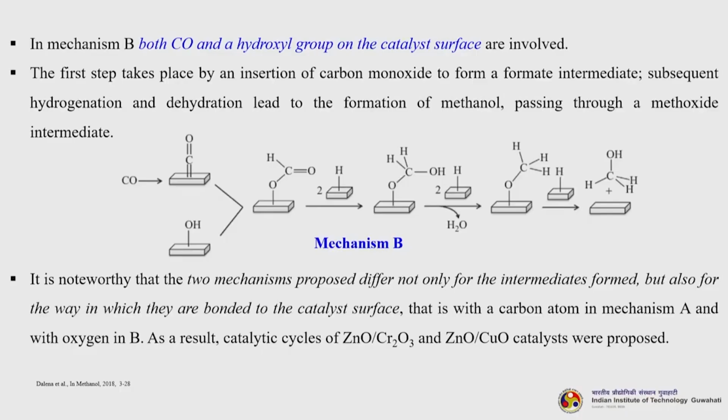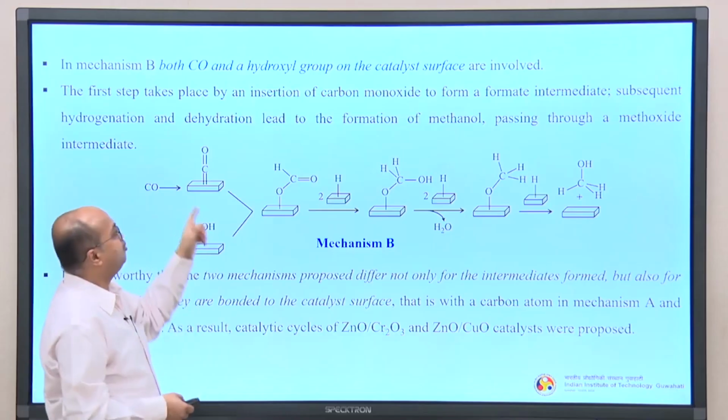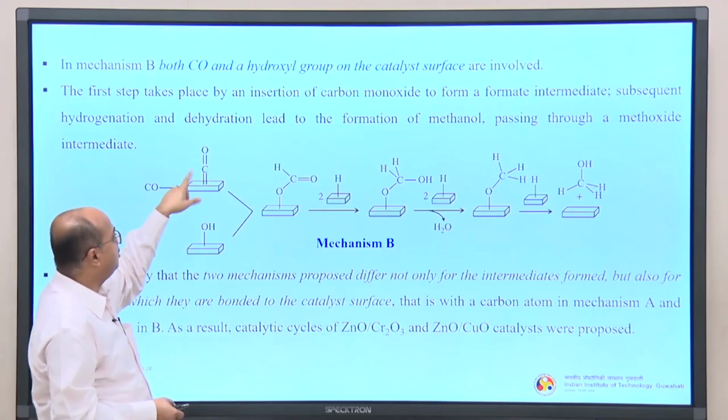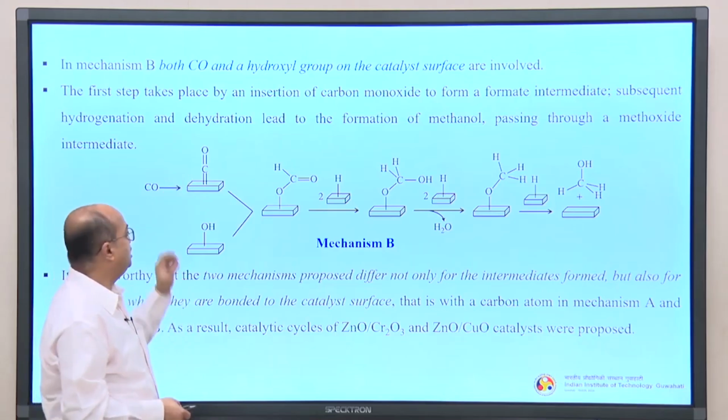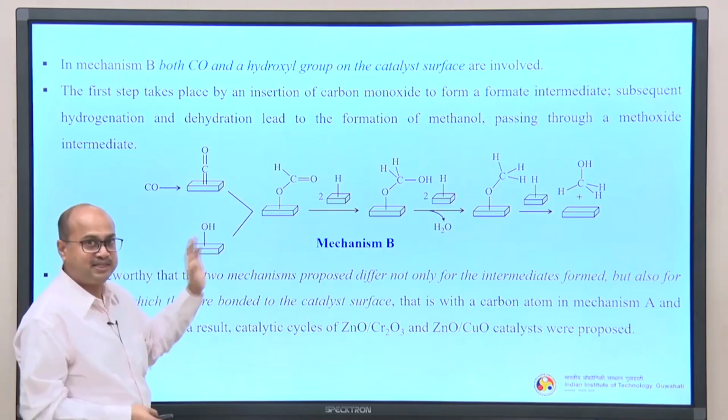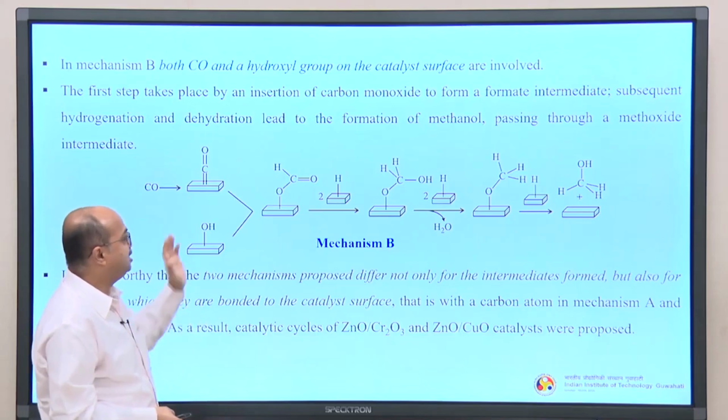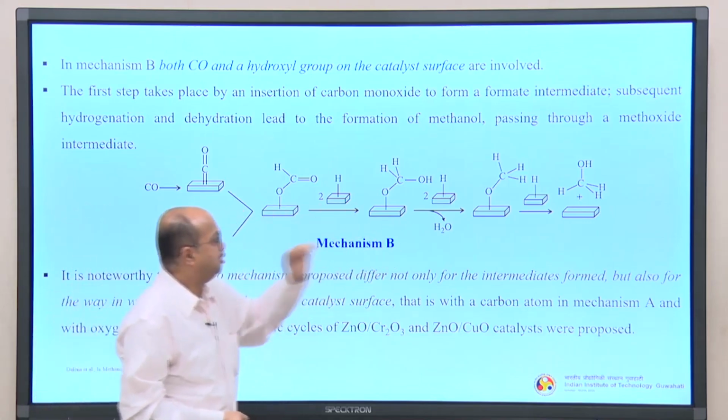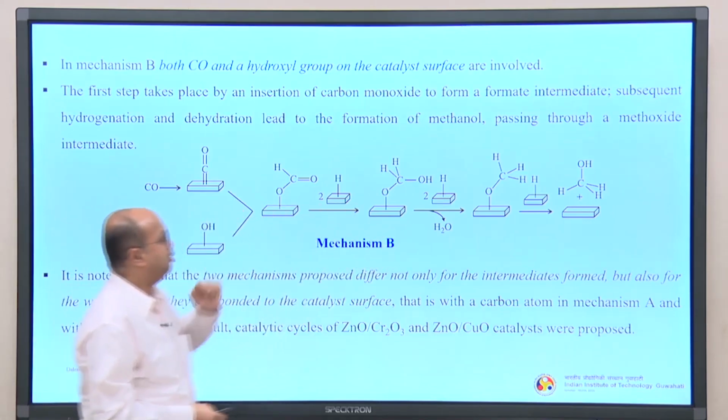Then in the second one, this is mechanism B. Here in mechanism B, both carbon monoxide and a hydroxyl group on the catalyst surface are involved. So, in mechanism A, only carbon monoxide and hydrogen were involved. Here one carboxylic group, you can see the C double bond O, this carboxylic group is coming into the picture and it is getting adsorbed on the surface of the catalyst, and then the reaction proceeds in this way.